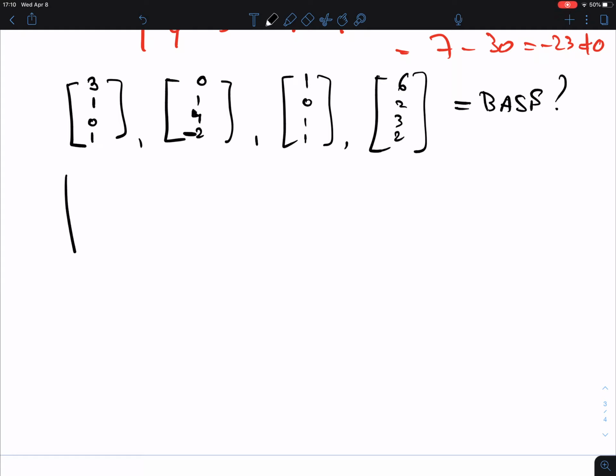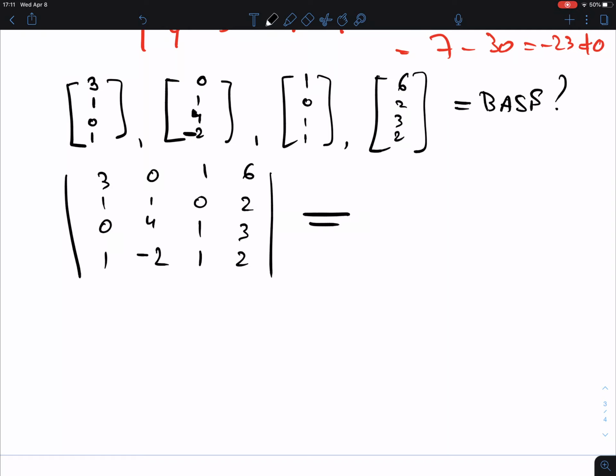All right. So this is now 3, 1, 0, 1, 0, 1, 4, negative 2. Okay, I hope that this time I got it right. 1, 0, 1, 1, and 6, 2, 3, 2. You see, it's a minor detail that I changed, right? Okay, the same thing as before. I should have perhaps not erased that part, but I do it now.